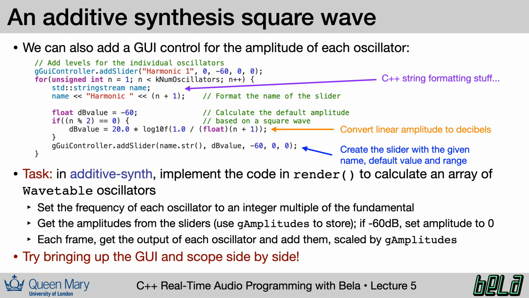Once you do that, you should be able to run the project, and I suggest that you bring up the GUI and the scope side by side to see how adjusting the parameters of the additive synth affects both the waveform and the spectrum of the resulting signal. Pause the video here.